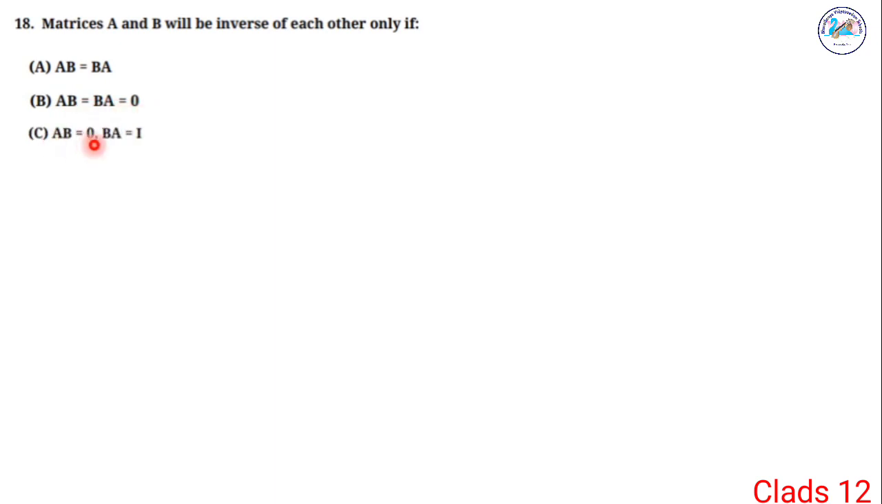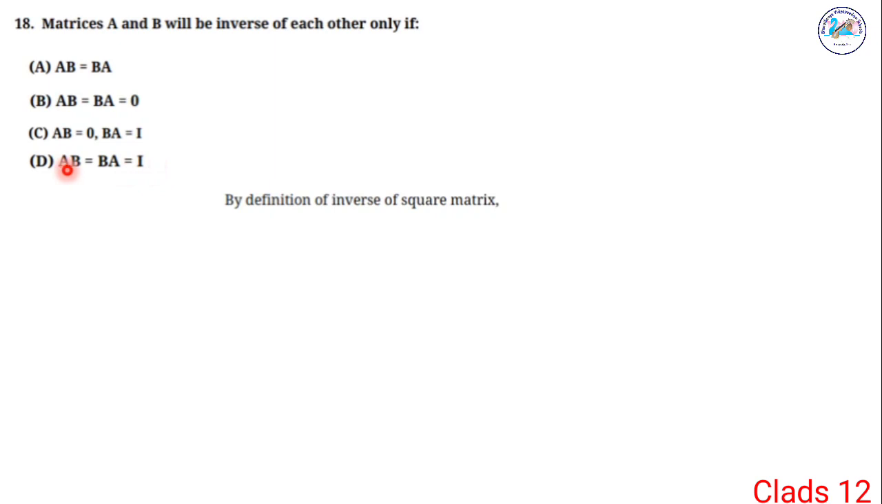Now we shall discuss the last question of this exercise. Matrices A and B will be inverse of each other only if AB equal to BA, AB equal to BA equal to 0 matrix, AB equal to 0 matrix, BA equal to identity matrix, or AB equal to BA equal to identity matrix. It is quite simple question, and according to the definition of the inverse of matrices, it is quite clear that AB equal to BA equal to I.